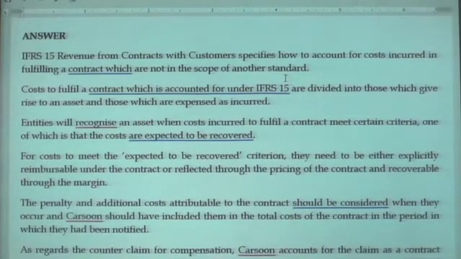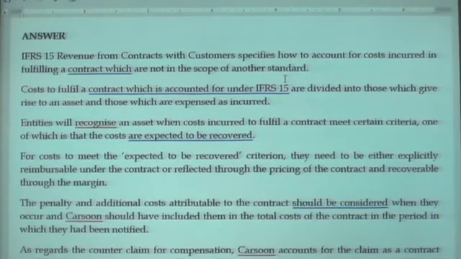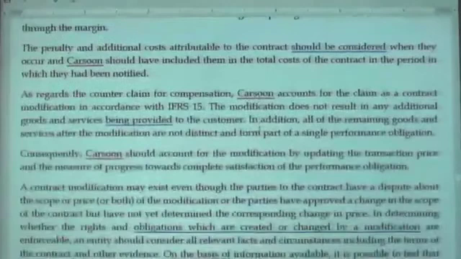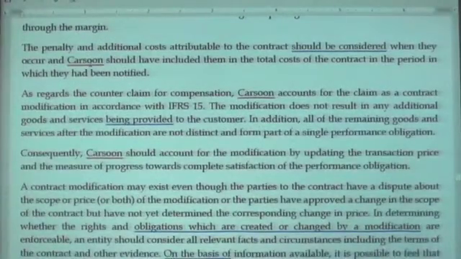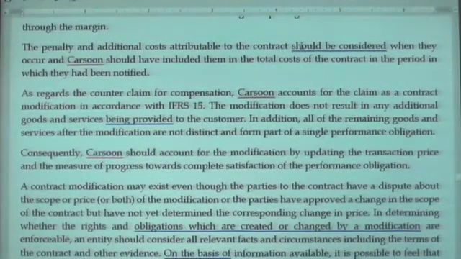What is paragraph 20? The modification can be considered as a separate contract if both following conditions are satisfied. Right? Once you write down these two paragraphs, you can start to analyze your case. Now let us see what they mention about the penalty. The penalty and additional cost attributable to the contract should be considered when they occur, and Carsoon should have included them in the total cost of the contract in the period in which they have been notified.